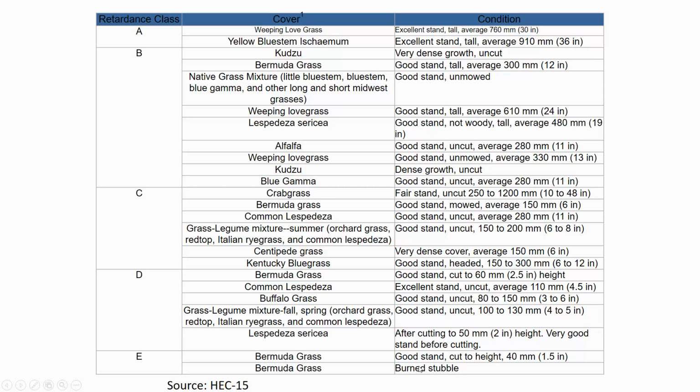What's the difference between the two weeping love grasses? One doesn't have a space in between. And then down here, it's whether this is an excellent stand, meaning it's in good condition, versus whether you have patches of bare soil. So excellent stand versus good stand, unmowed, so it's not just the space.